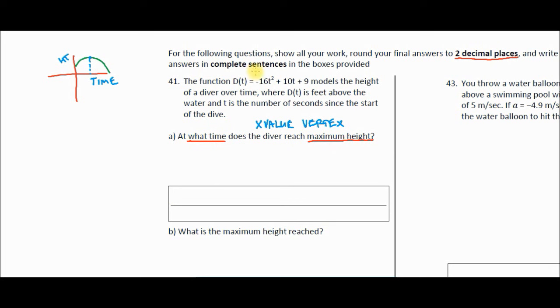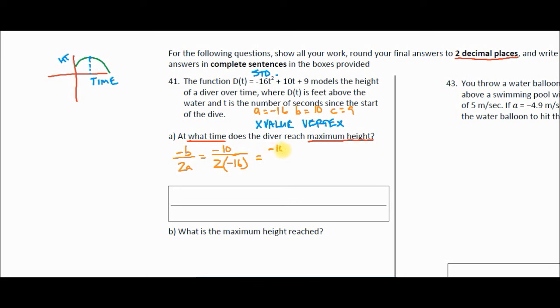And this is a standard form quadratic. So we find the x value of the vertex for a standard form quadratic with the formula negative b over 2a. Let's go ahead and identify the a, b, and c value. Let's do it up here. So the a value is negative 16. The b value is 10. The c value is 9. And that means negative b over 2a. Take the b value of 10, flip the sign. We've got negative 10 over 2 times a. A in this case is negative 16.